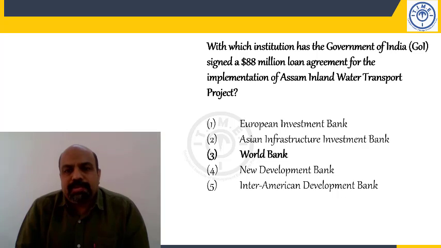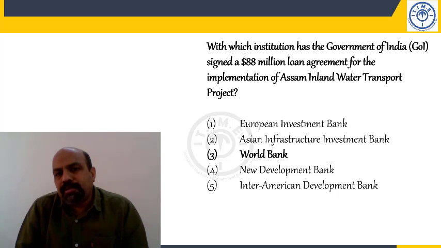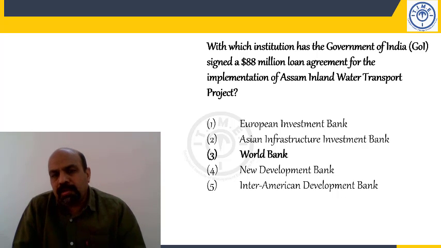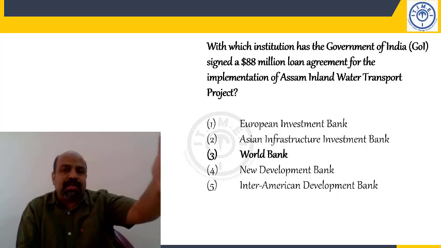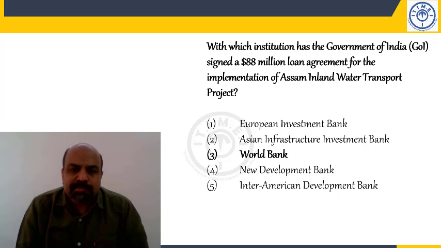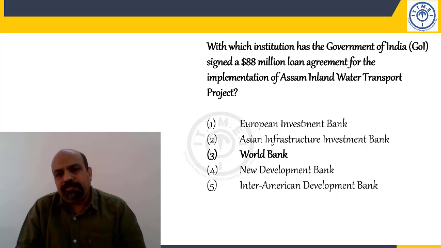With which institution has the government of India signed a $88 million loan for the implementation of the Assam Inland Water Transport Project? They're going to use the Brahmaputra, Manas, all these rivers basically. So World Bank.